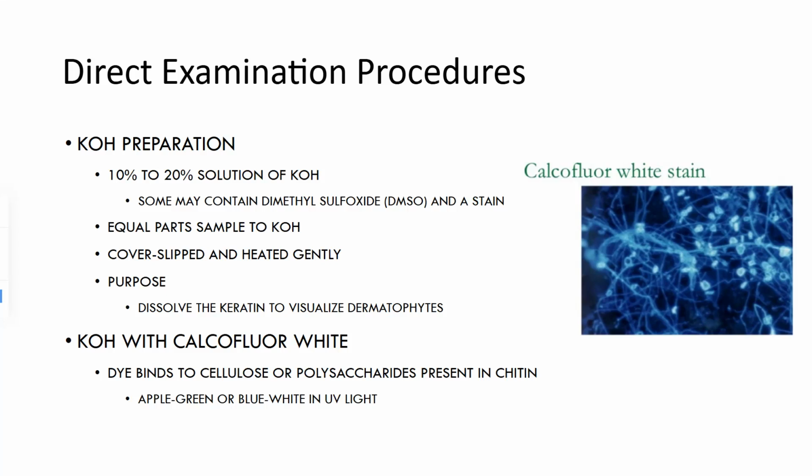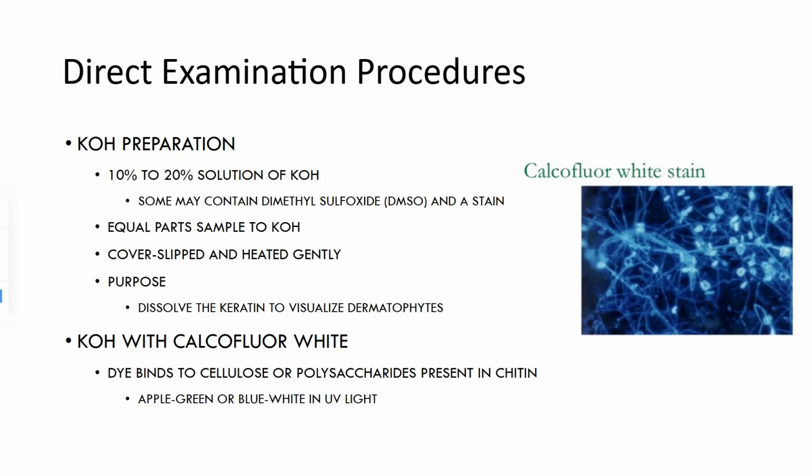KOH preparation. So potassium hydroxide preparation, 10% to 20% solution of KOH. Some may contain dimethyl sulfoxide, DMSO, and a stain. Equal parts sample to KOH. Cover slipped and heated gently. The purpose is to dissolve away the keratin and visualize dermatophytes.